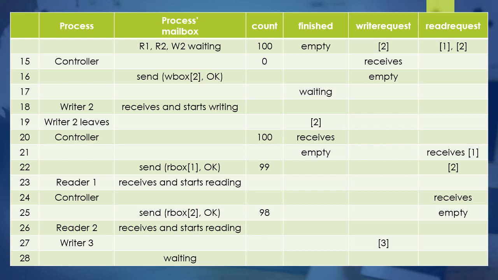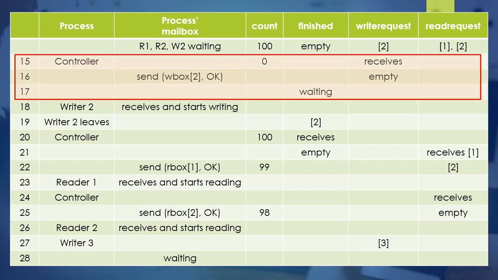So far, the finished mailbox is empty. The write request mailbox has one message from writer 2, and the read request mailbox has two messages from reader 1 and reader 2, and count is 100. W1, or writer 1, has left. Reader 1, reader 2, and writer 2 are waiting.